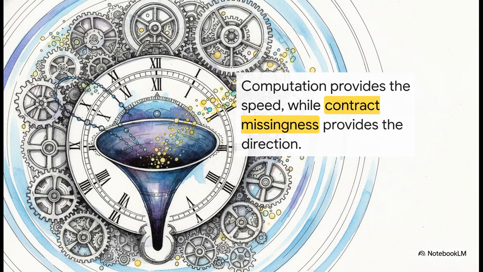But computation on its own is just a rhythmic pulse. The missingness of that contract, that gap created when you borrowed memory to exist in the first place, that provides the universal pull we call gravity. The clock gives you the speed, but the missingness gives you the direction.